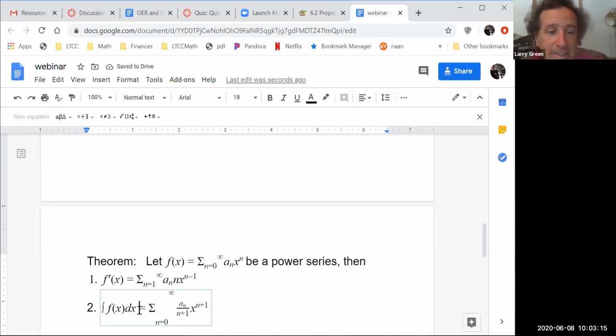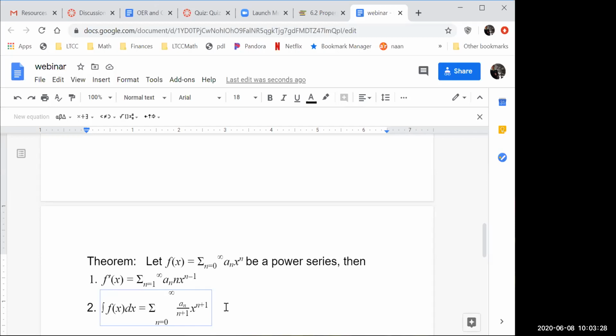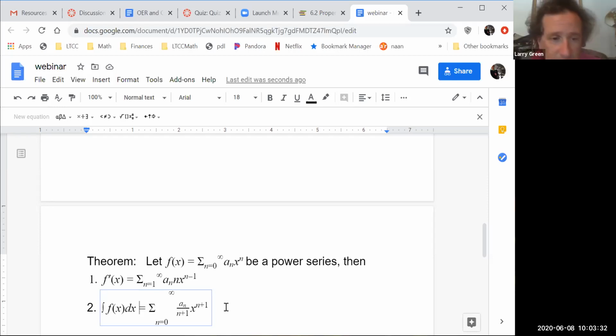Is that correct? And here's a hint. You got to think about what you learned last quarter. It can't be n equals 0. It has to be n equals 1. No, n equals 0 works here, because the integral of a constant is an x to the 1. So that works.